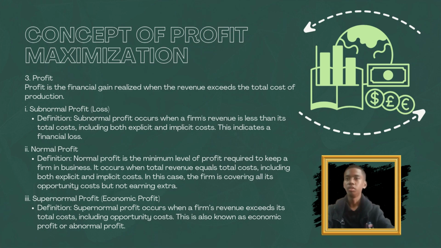Lastly is supernormal profit or economic profit. Supernormal profit occurs when a firm's revenue exceeds its total cost, including opportunity cost. This is also known as economic profit or abnormal profit.